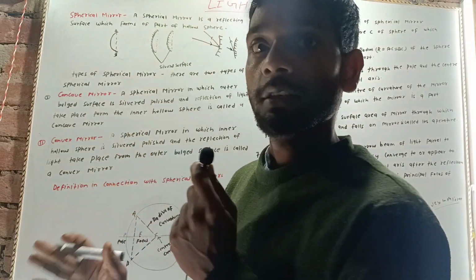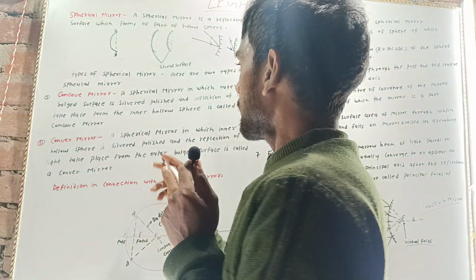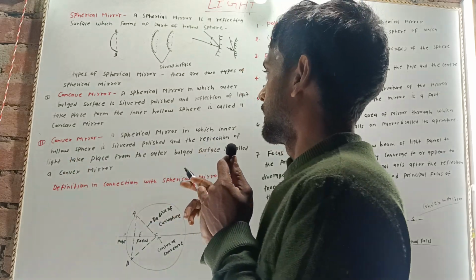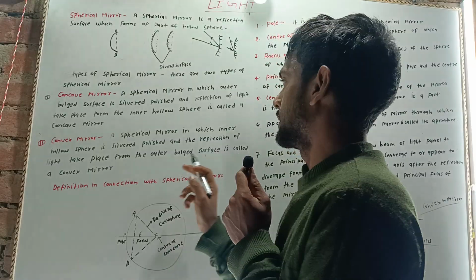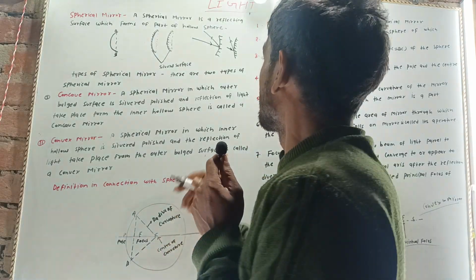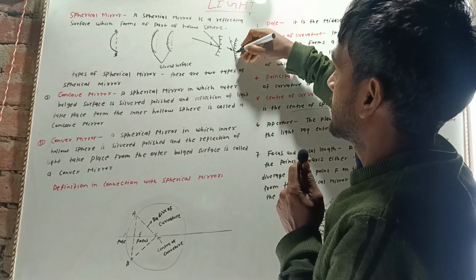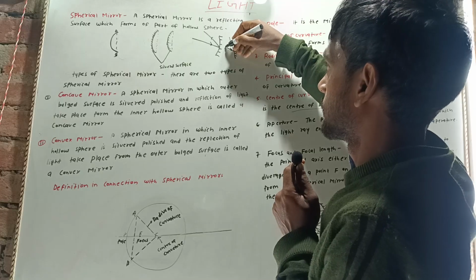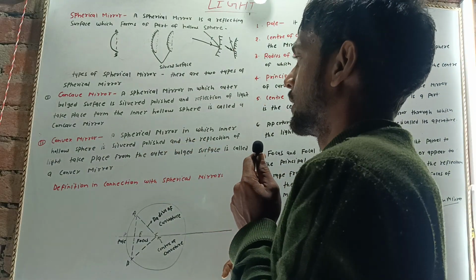Convex is just its opposite. A spherical mirror in which the inner hollow surface is silvered and reflection of light takes place from the outer bulged surface. This is called a convex mirror. In this case the inner surface is polished and reflection takes place from the outer surface.